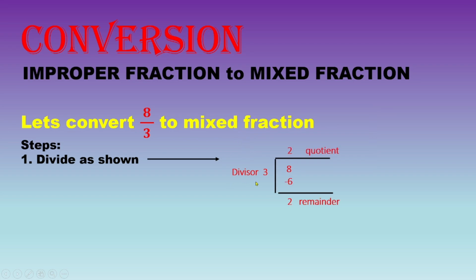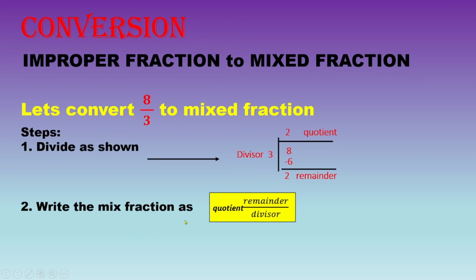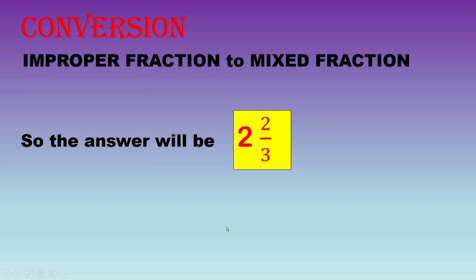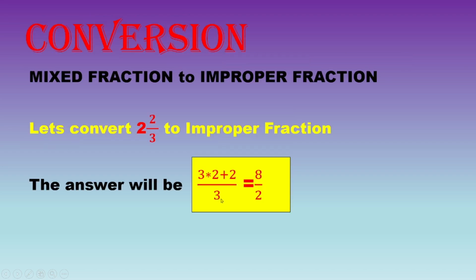Now we will divide as usual. Here divisor is 3, quotient is 2 and the remainder is 2. Now we will write the mixed fraction as quotient in this side, remainder as numerator and divisor as denominator. So the answer will be 2 and 2 by 3. Hope you understand.